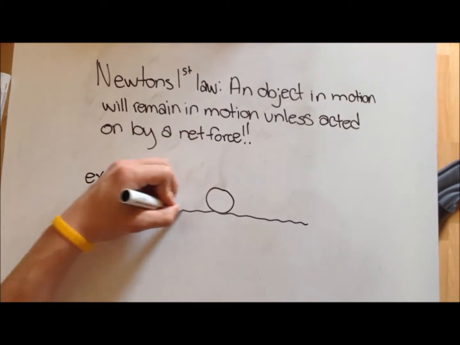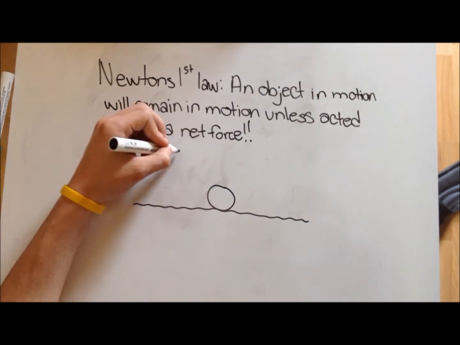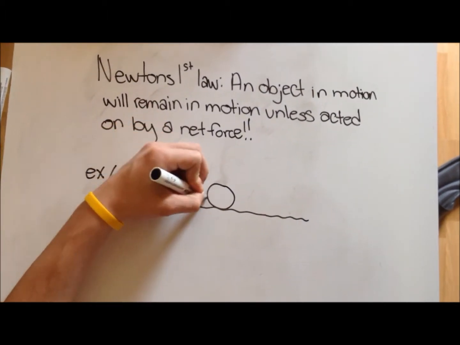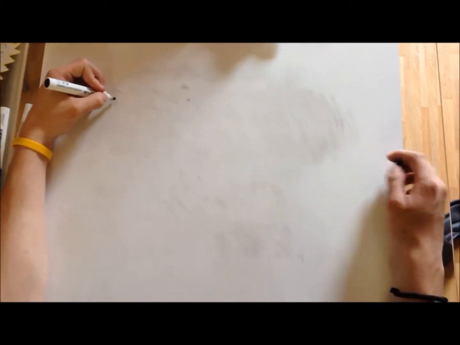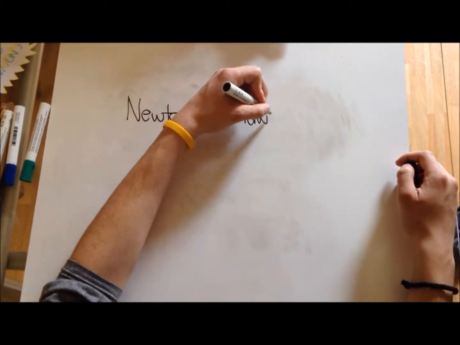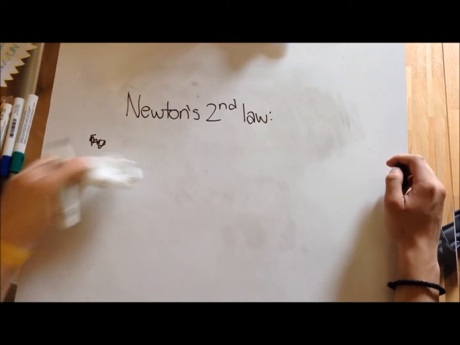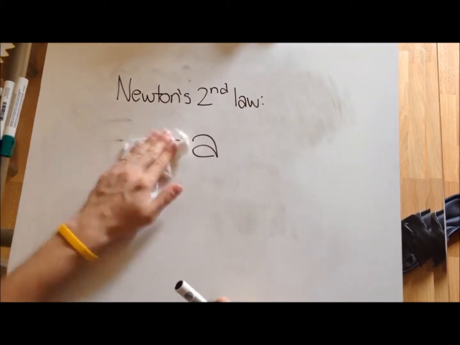As an example, we have a soccer ball, and if no one hits the soccer ball, the ball will stay in motion unless a human kicks the soccer ball, which then changes its motion. Now we have Newton's second law, which can be shown with an equation, which is simply force, or F, equals mass, or M, times acceleration, A.